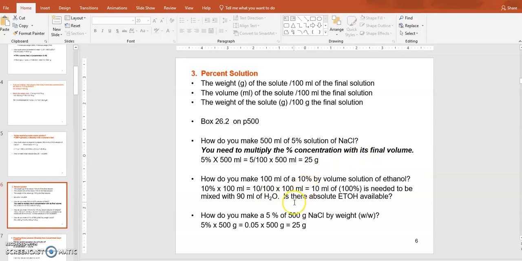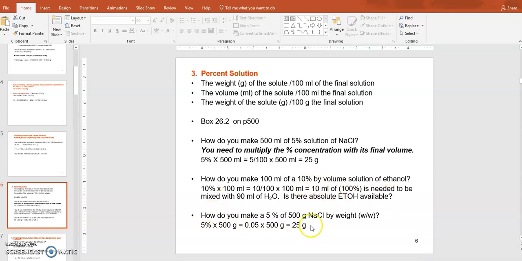Okay. How about this? How do you make 100 ml of 10% solution by volume of ethanol? So ethanol comes in a solution, not the powder. Since it is coming in a solution, it's going to be volume per volume. If it's 10%, that means 10 milliliter of ethanol for every 100 ml of solution. You need just 10 ml of 100% pure ethanol dissolved in the 100 ml of final solution, which is about 90 ml of water that should be added there.